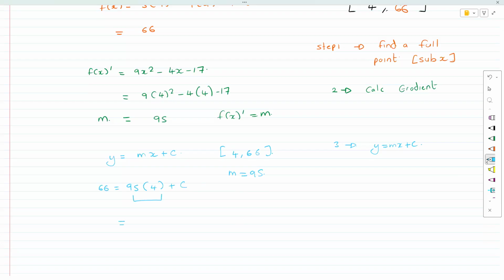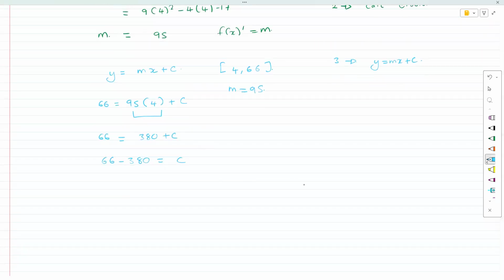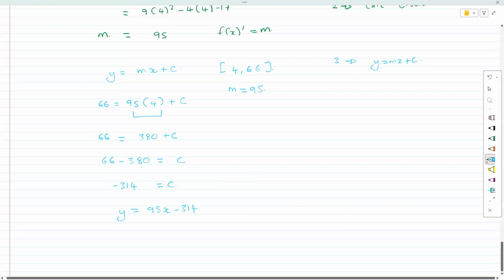Simplify this, that'll be like 300 and something, maybe 380. 380 plus c, and that's 66. We take it over to solve for c. Guys, this is just a straight line from functions and from analytical geometry. So none of you should have a problem, but this is minus 314. So y is equal to 95x minus 314. And that's the equation of a tangent, quite simply.